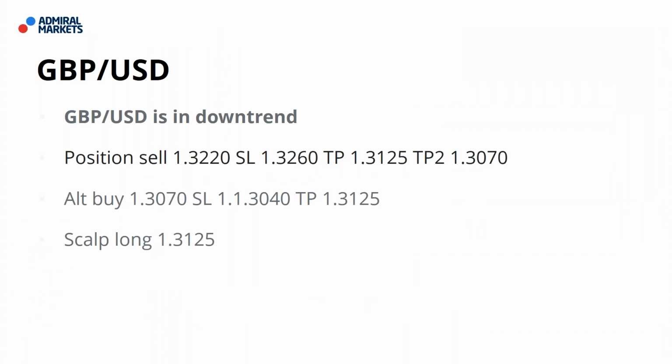Pound dollar, if you followed my analysis on pound dollar, guys, you could have made some nice pips today, because I also posted a pound dollar analysis. And again, I think that we might see 32.20 maybe again, and we try to sell with 40 pip stop targeting 31.25 and 30.70. 30.70 is alternative buy, 30.40, of course this is a typo here, 30.40 is stop loss, 31.25 is the target price.